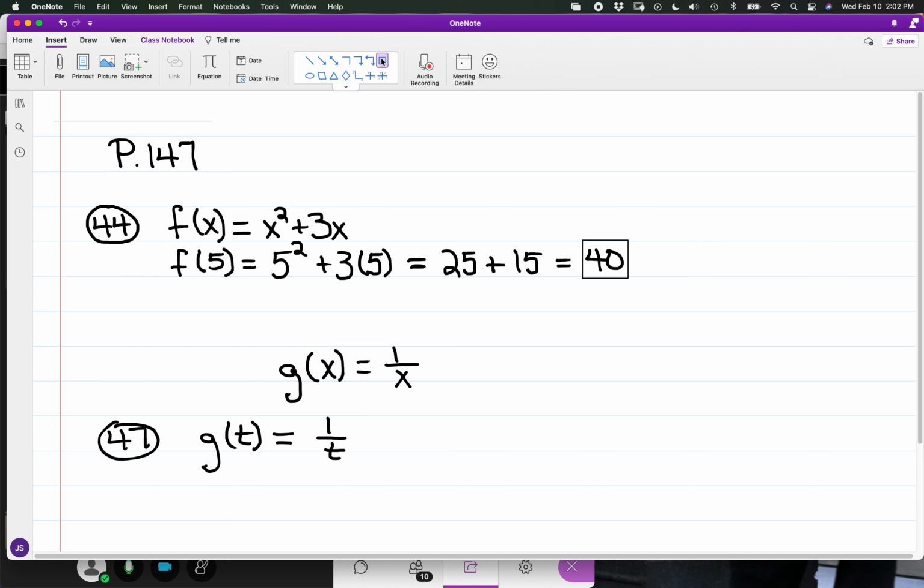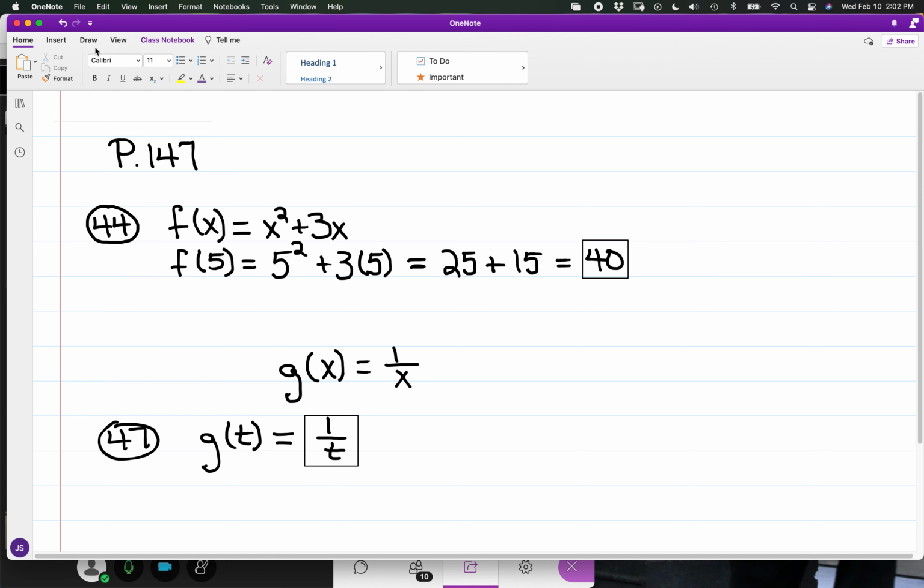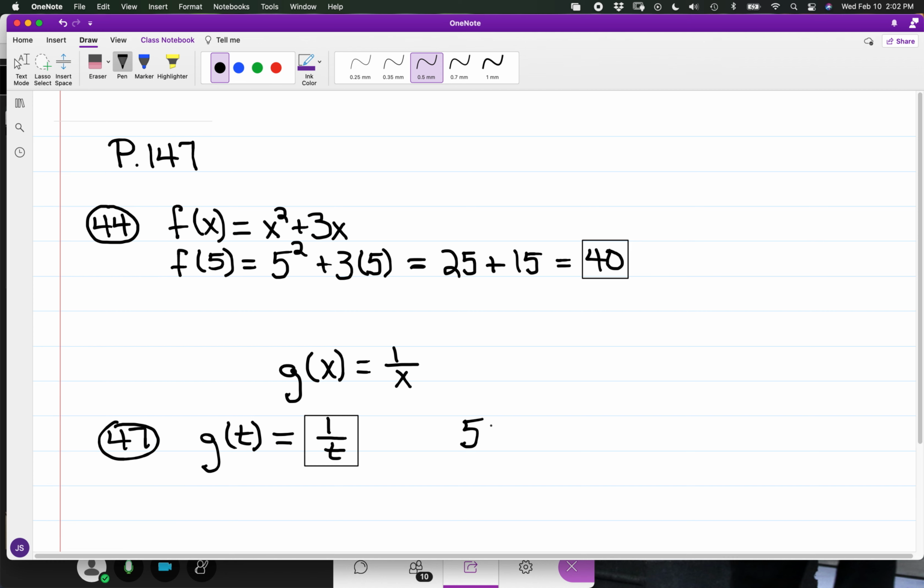So g of x is just the reciprocal of the input. And what occurs with t will occur with x plus h for number 56. Now we're looking at g of x plus h. Again, just taking the reciprocal of the input, g of x plus h is equal to 1 over x plus h.